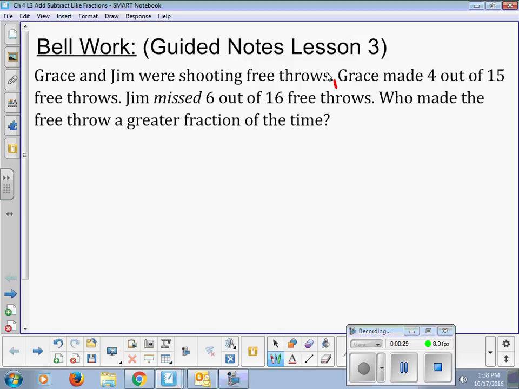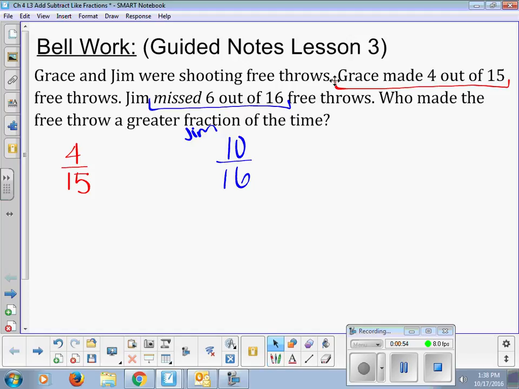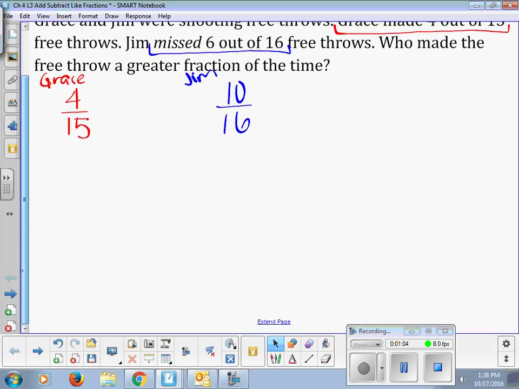So if we look at Grace, what is her fraction of the ones that she made? 4 out of 15. If we look at Jim, what would be the fraction of the ones he made? 6 out of 16? If it says he missed 6, how many did he make? 10. 10 out of 16. So we are comparing these two fractions. How would you like to compare the fractions? Decimals. Okay, we can change them to decimals.